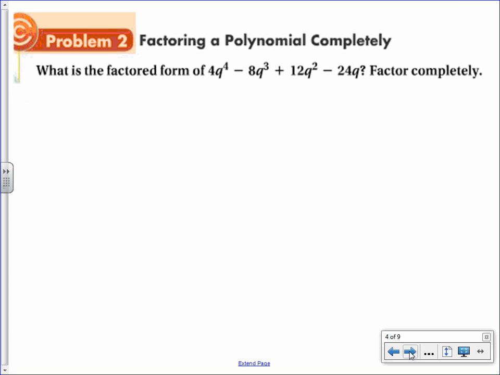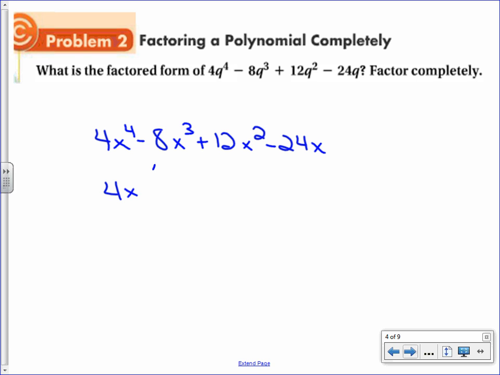The next one here, I'm going to switch it to x's here. So we got 4x to the 4th power minus 8x to the 3rd power plus 12x squared minus 24x. I just like the x's better than the q's. All right, here's what you notice on this one. And really, we should check this for all of them. Think of a number you can divide 4, 8, 12, and 24 by. So we're going to factor out a 4. We're also going to factor out a letter from each one of them. We'll factor out an x.